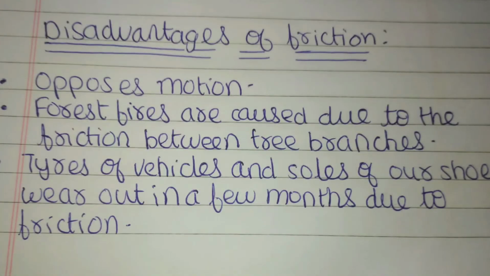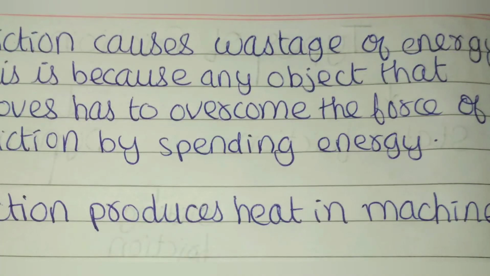Now we will discuss about disadvantages of friction. First, opposes motion. Second, forest fires are caused due to the friction between tree branches. Third, tires of vehicles and soles of our shoes wear out in a few months due to friction. Fourth, friction causes wastage of energy. This is because any object that moves has to overcome the force of friction by spending energy. Fifth, friction produces heat in machines.